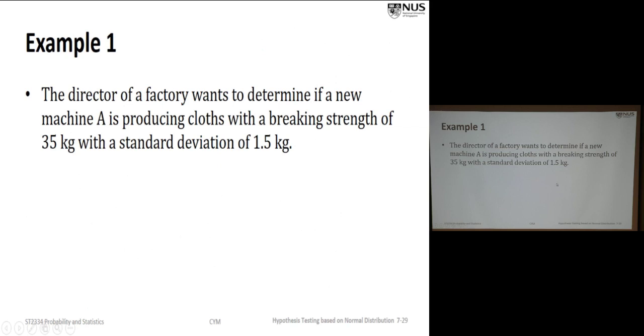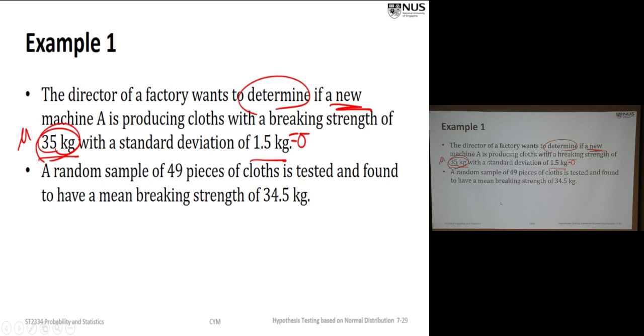Okay, here's an example. Sorry, I have to finish this example. We have a cloth breaking strength of 35 kilo and the standard deviation is 1.5, so sigma is 1.5. And we want to determine if the new machine has a mean breaking strength of 35. That means we want to know whether mu equals 35. So we take a random sample of 49 and the x bar is 34.5.